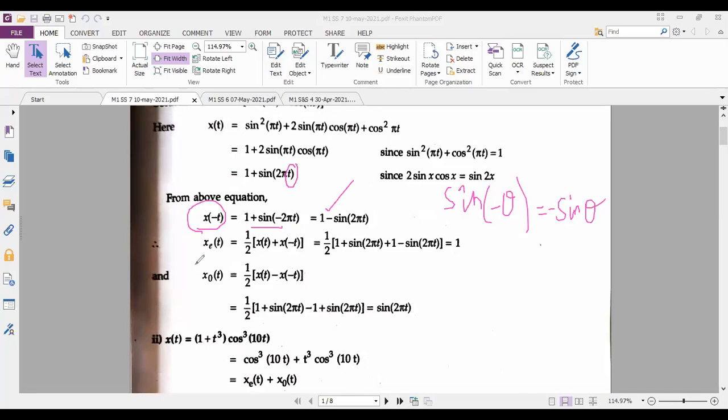So now the next step is x(e) of t. The formula is 1 by 2 times x of t plus x of minus t. So 1 by 2, x of t I have simplified as 1 plus sine 2 pi t. Then x of minus t, just now I found as 1 minus sine 2 pi t. If there is a possibility of cancelling the terms, you can simplify, so you'll be getting the answer as 1.